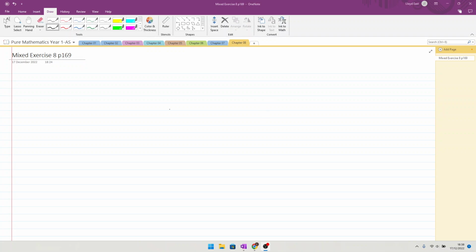Okay, chapter 8, mixed exercise, page 169, question 1. The 16th row of Pascal's triangle is 1, 15, 105. Find the next two values.